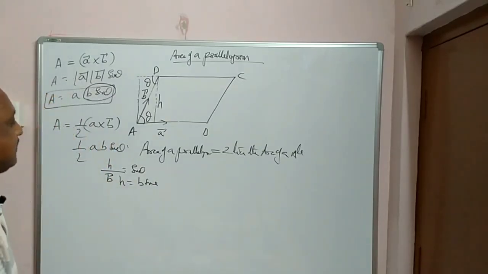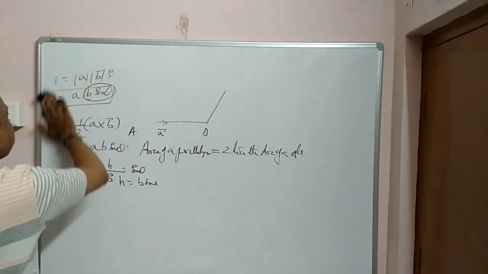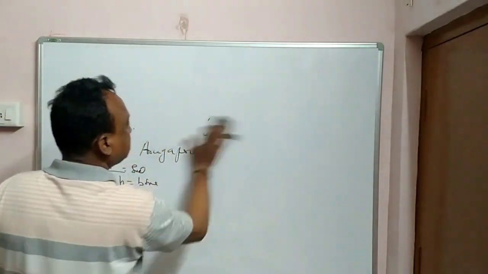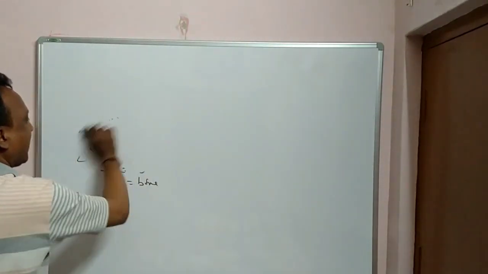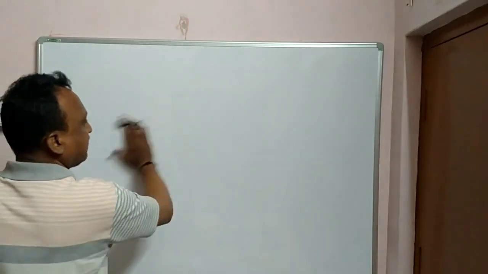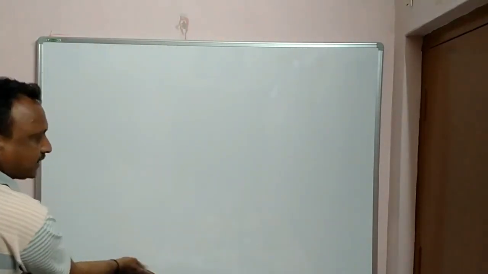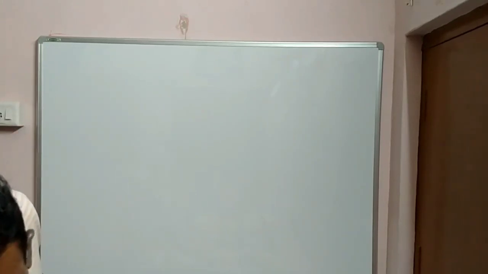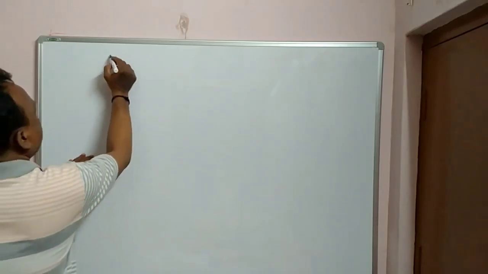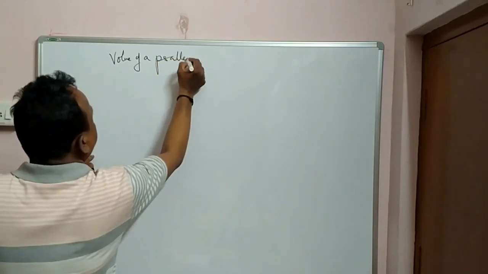Okay, that's it. Let us go to the last topic in this one, that is the volume of a parallelopiped. This is the last point. After that, I think one thing is left over, that also I will complete, and then we will end the chapter. Last one, the volume of a parallelopiped. See, how to get the volume of a parallelopiped.